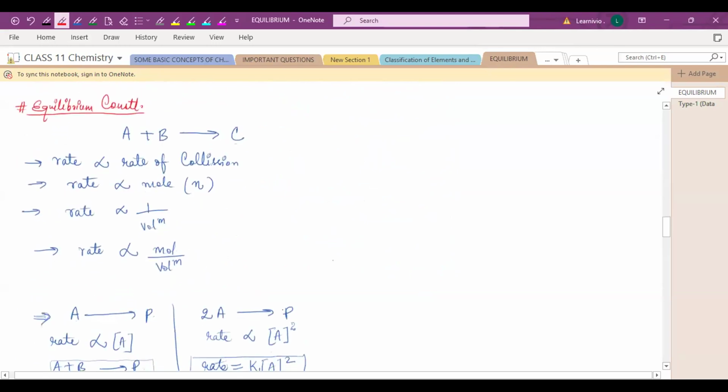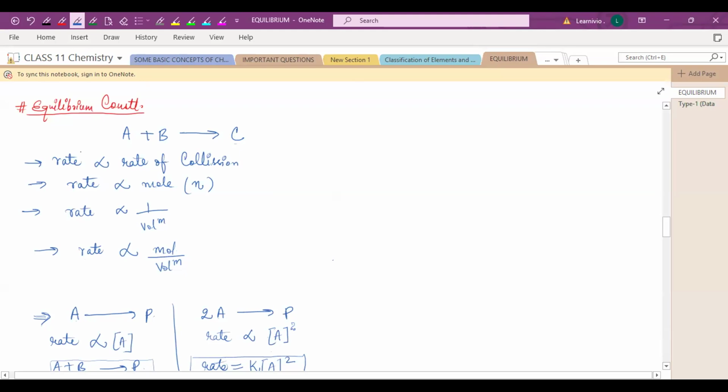Okay. Next, write down the heading: equilibrium constant. Suppose we just take the general equation A plus B; they combine and form C. Just a general term. We are not supposing it as an equilibrium reaction, just a general reaction. A plus B is giving you C.